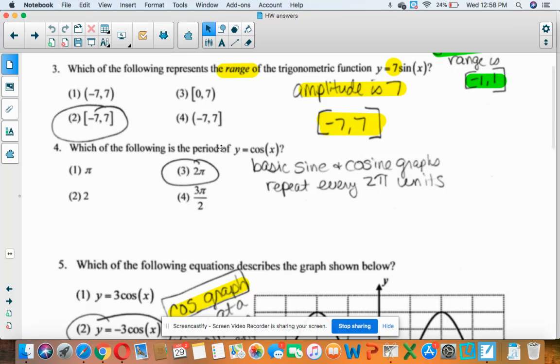4 wants to know what is the period of y equals cosine of x. So the basic sine and cosine graphs repeat every 2 pi units. So that is the period. That's one cycle occurs between 0 and 2 pi, as we saw in those graphs we did.